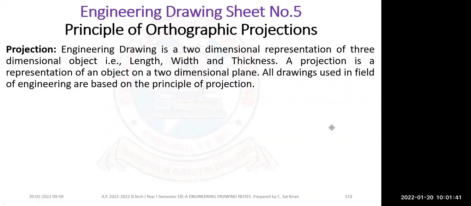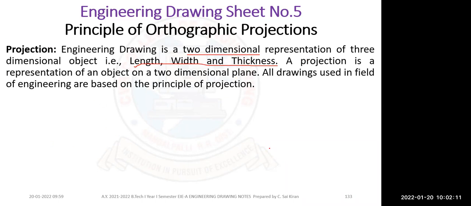Okay. So generally, whatever objects we draw in Indian drawing are 2-dimensional, because your drawing sheet is 2-dimensional. But generally, the objects are 3-dimensional: length, width, and thickness. But your drawing sheet is only 2-dimensional. So in order to represent a 3-dimensional object in 2 dimensions, we use the orthographic projection.